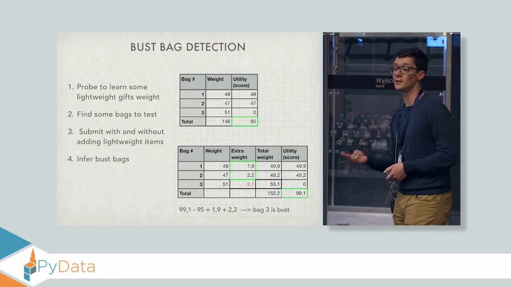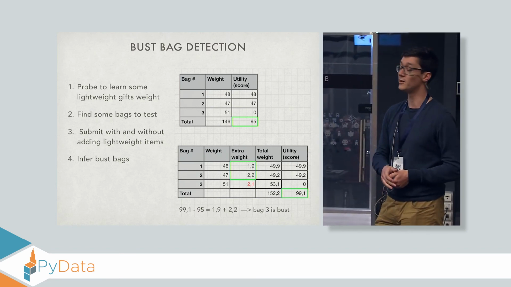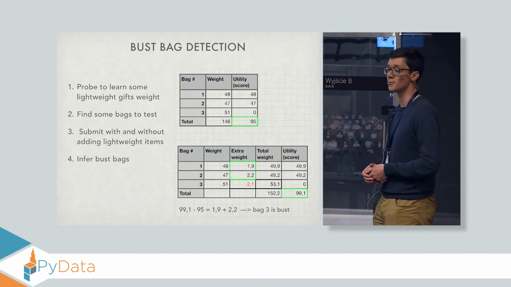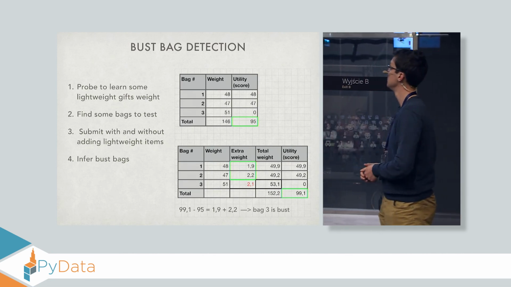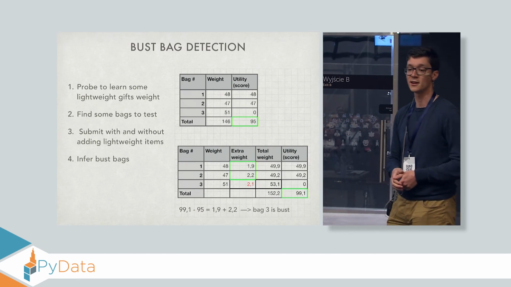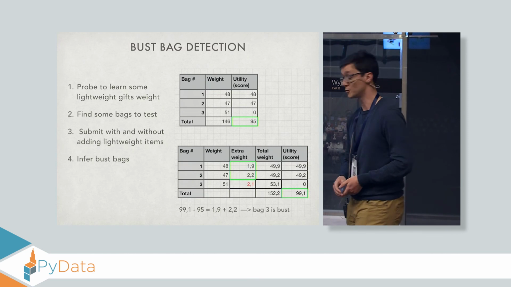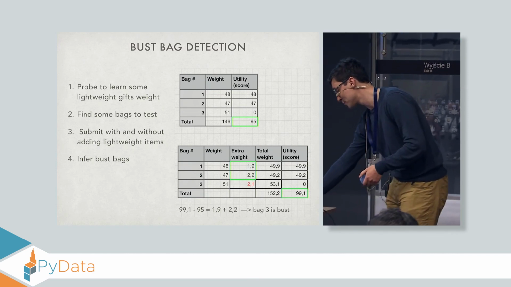And now I'm doing it only with 3 bags, but if you have multiple of these lightweight items, you can really scale it up. So some people did this with 20 different bags at a time. And if you only have to fill 1,000 and you have 120 submissions, you can actually get quite far.